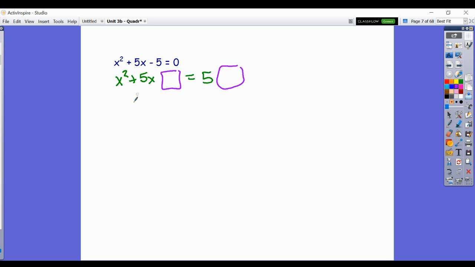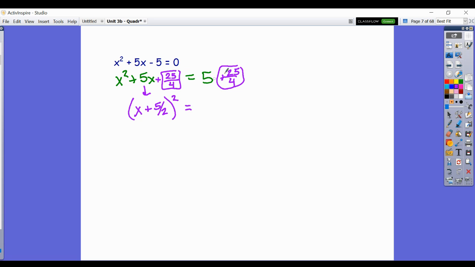And on this one, it's going to be a fraction because this is an odd number. So when we cut 5 in half, we get 5 halves. Keep it a fraction. And then we're going to square it. When you square a fraction, you square the top. 5 squared is 25. And you square the bottom. 2 squared is 4. So we're adding 25 fourths to both sides.